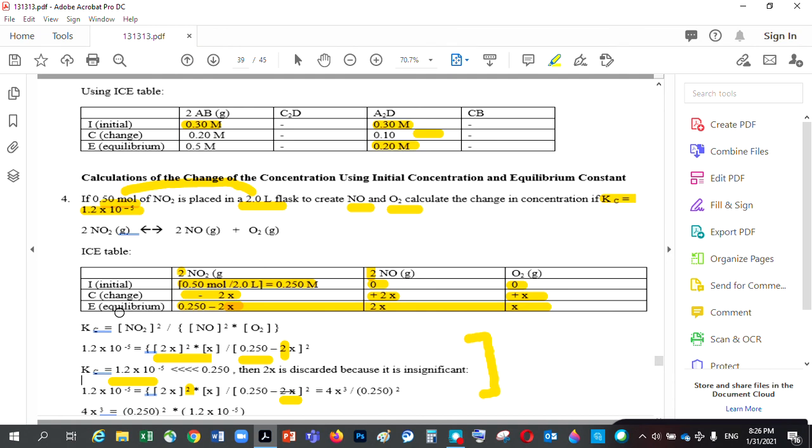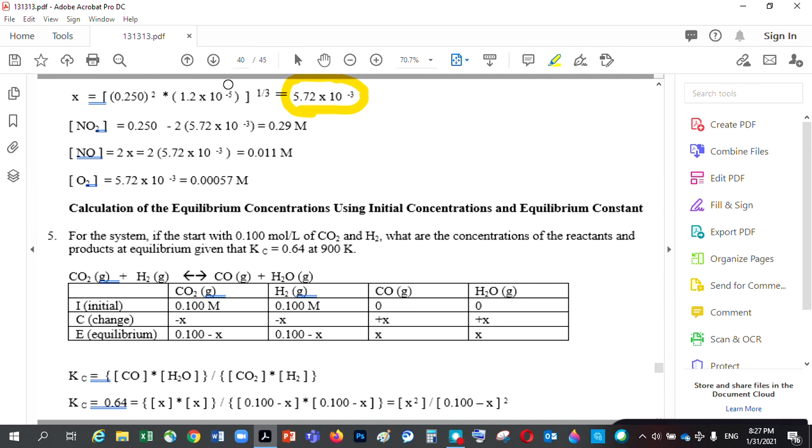So what is your concentration at equilibrium? 0.250 minus 2x will be your NO2. The NO will be 2x, and the oxygen will be x. So going like this here: 0.25 minus 2x, that's the NO2. NO is 2x, will be this, and the oxygen is just equal to your x. That's your x, the oxygen. So this is the oxygen here.